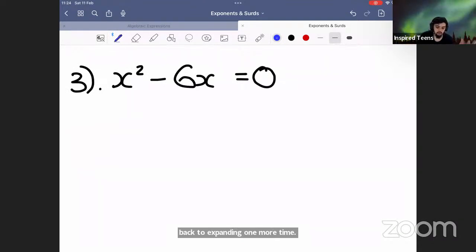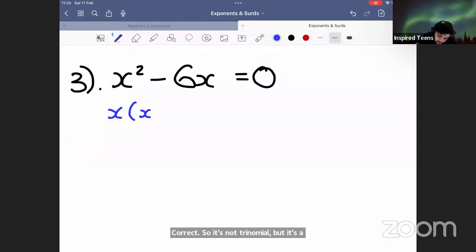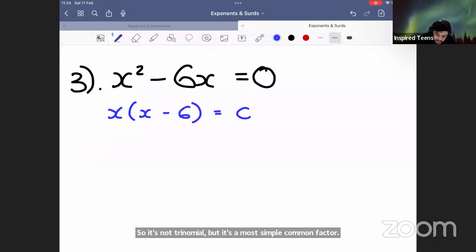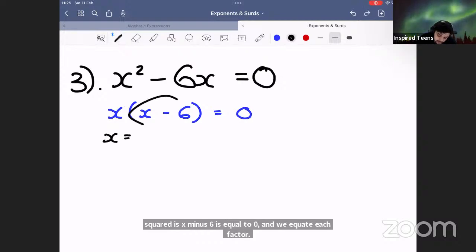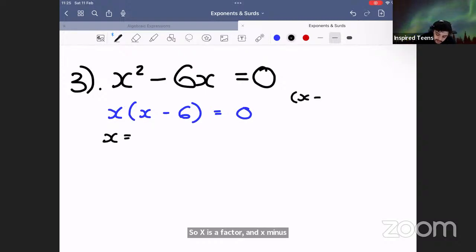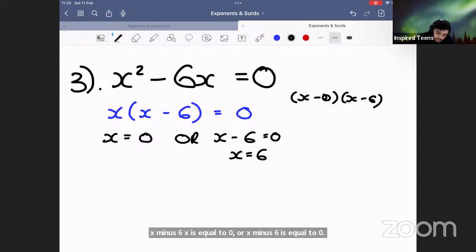Okay, so in this one here, we're going to take a common factor, correct? So it's not trinomial, but it's a more simple common factor. x squared minus 6x is equal to 0, so x times x minus 6 is equal to 0. And we equate each factor. So x is a factor and x minus 6. It's essentially like having x minus 0 and x minus 6. x is equal to 0 or x minus 6 is equal to 0. So x is equal to 6.